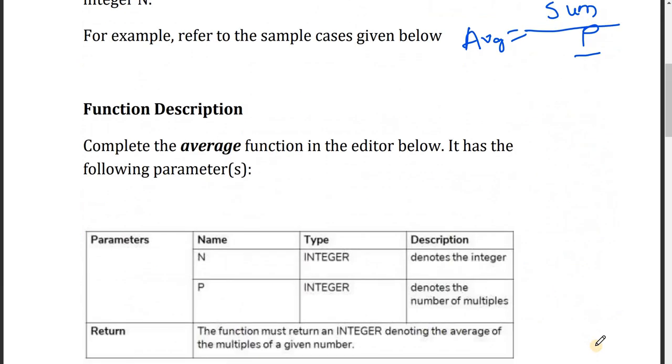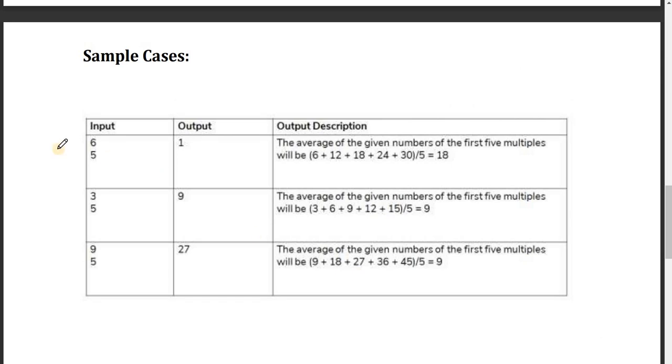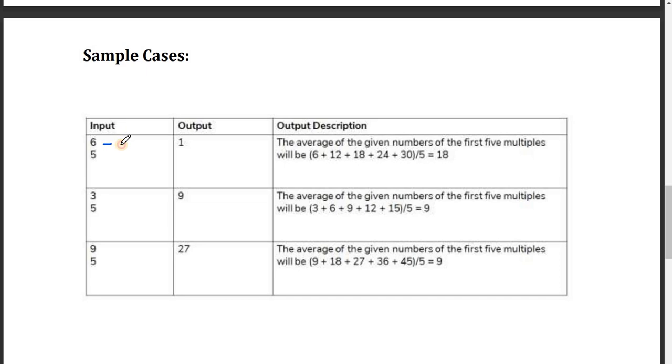Let's take the sample case here. This is the n, that is the integer, and this is the p. So we can see the average for the first 5 multiples of 6, which will be 6, 12, 18, 24, 30. As per the average definition, we need to first sum them up and divide by the total number, that is p. So after doing this, the output will be 18.